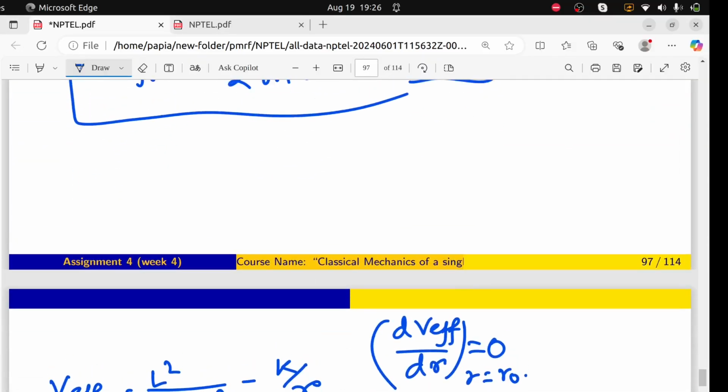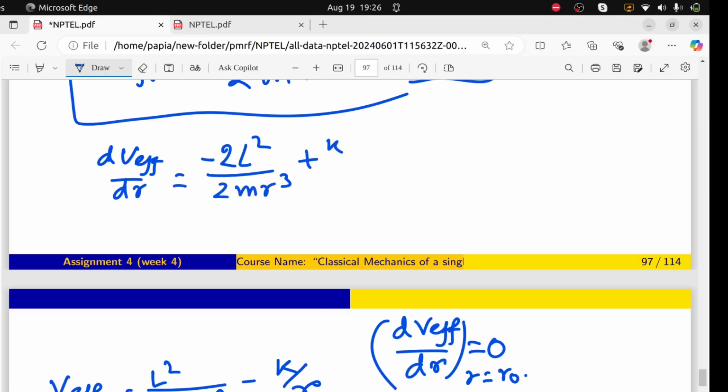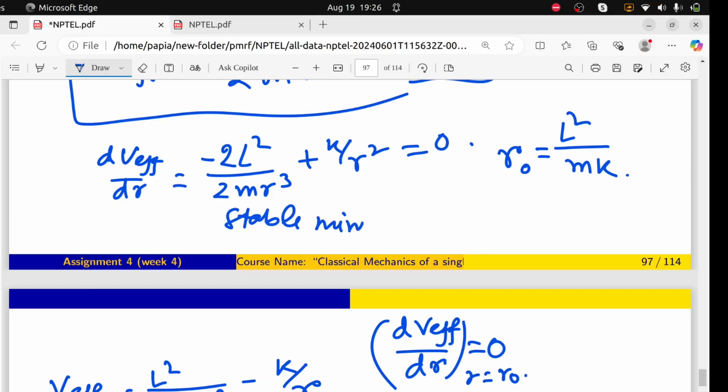Or we can also do that one like that. Let me write here. dV effective by dr is minus 2 L square by 2m r cube plus k by r square. So that is 0. So r equals to r0 equals to L square by m k. So this is giving our stable minimum. How stable minimum we can say?